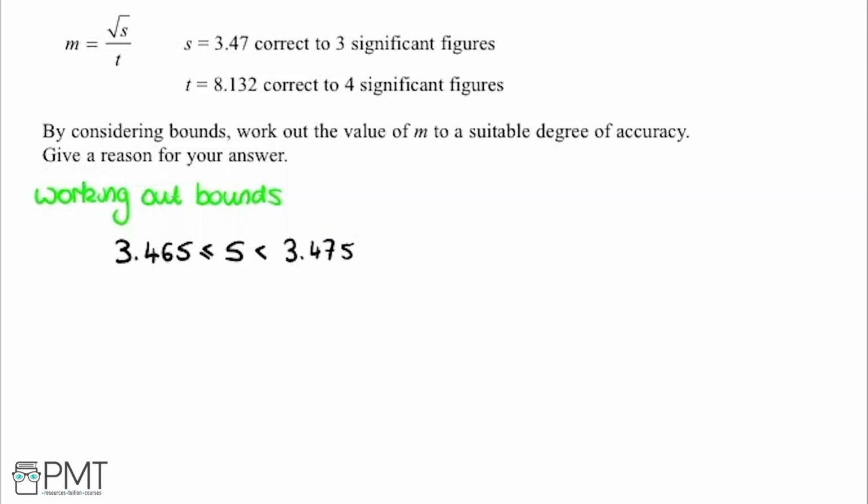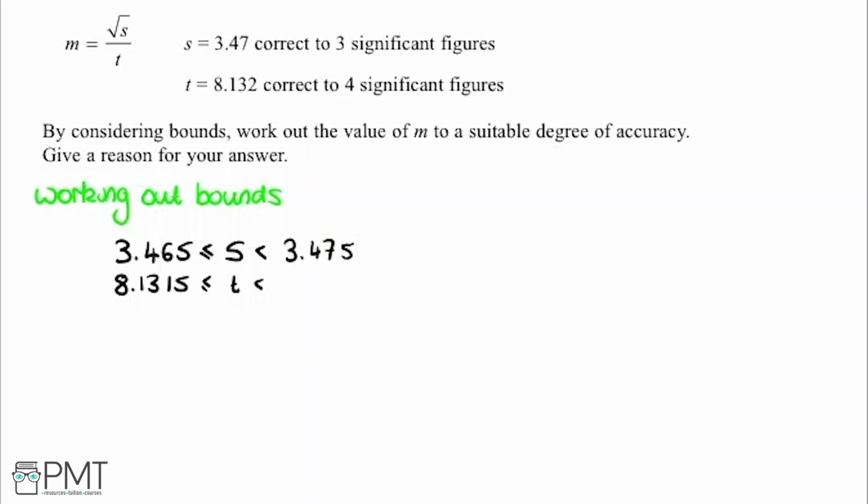Now I'm going to do the same with t. So it's the exact same process as with s. However, this time we're looking at something for 4 significant figures. So you've got 8.132. The lower bound for that would be 8.1315. If we go any lower than that and round it to 4 significant figures, we get 8.131. So this is the lowest value that would round to 8.132.